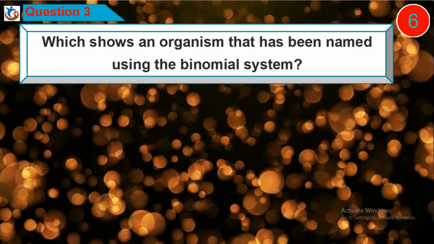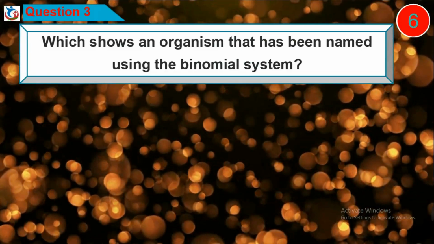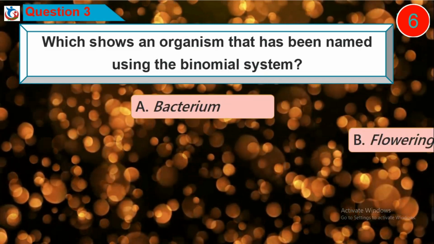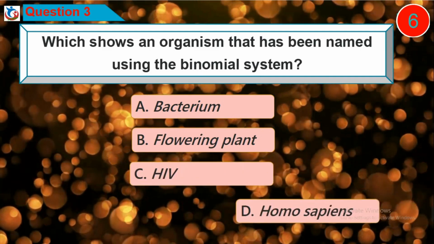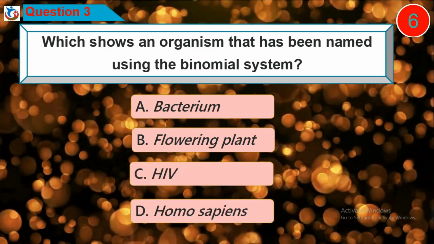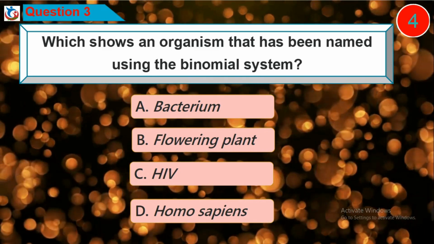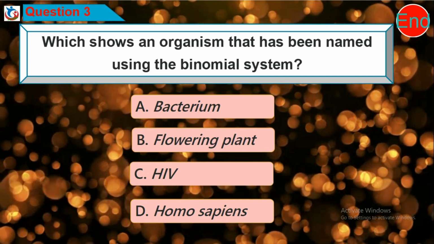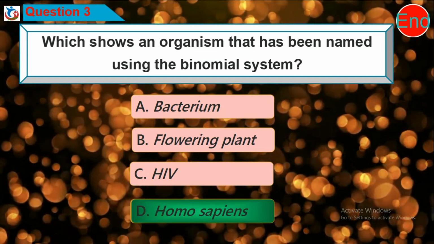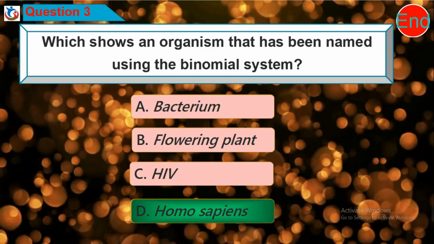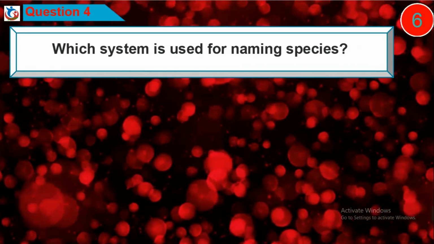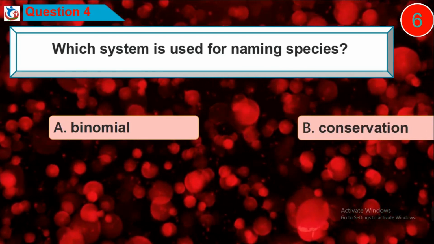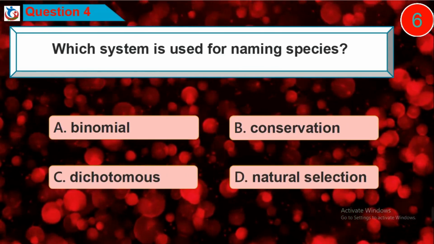Question 3. Which shows an organism that has been named using the binomial system? Is it option A, B, C, or D? Question 4. Which system is used for naming species? Is it option A, B, C, or D?